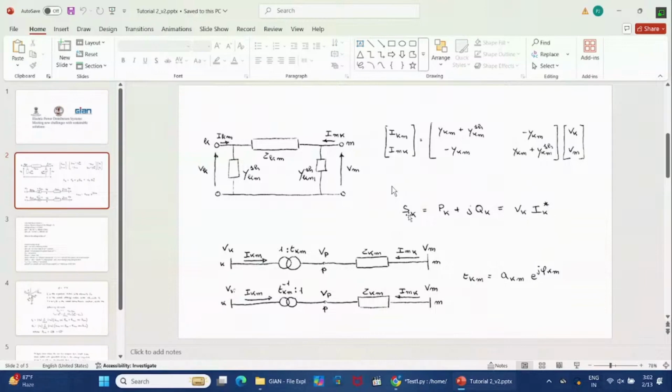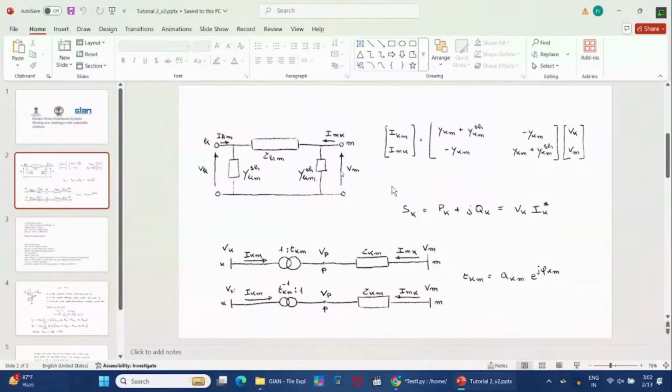Is it good? The power is equal to the voltage times the conjugate of the current. We know for the branch the elementary admittance matrix. We know the two voltages, Vk and Vm. We multiply the admittance matrix with the voltages, we obtain the currents, and the currents conjugate multiplied by the voltage give the power that is injected in bus K and injected in bus M. Is that good?